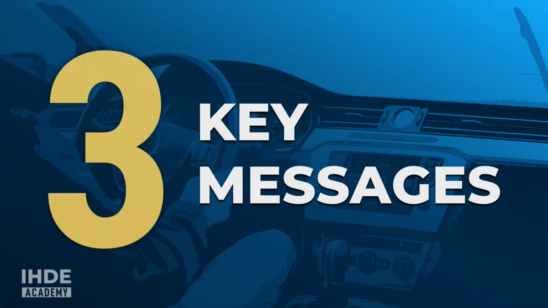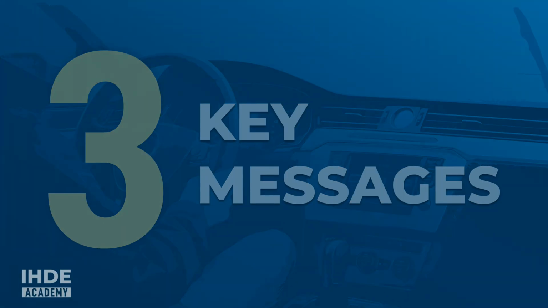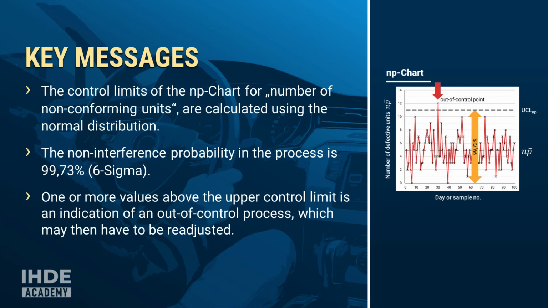Well, that was a lot of new information. Therefore, I would like to conclude by repeating the 3 most important key messages. The control limits of the NP chart for number of non-conforming units are calculated using the normal distribution. The non-interference probability in the process is 99.73%, which is equal to a 6 sigma range. One or more values above the upper control limit is an indication of an out-of-control process, which may then have to be readjusted.